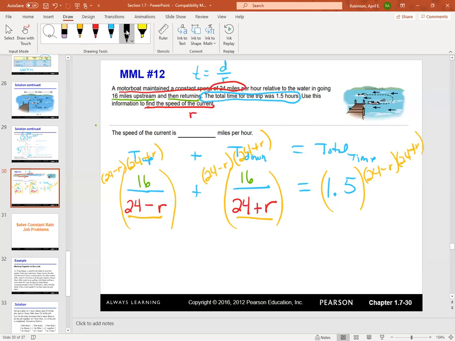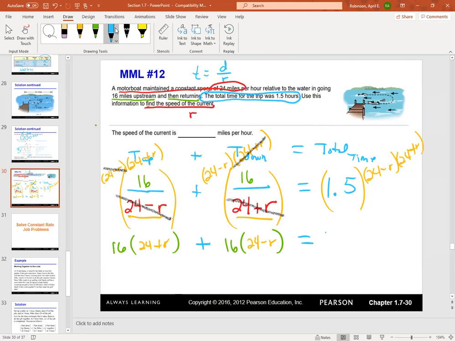So that this one cancels out that one. And I would just be left with the 16 times the 24 plus r. Over here, my 24 plus r cancels this 24 plus r, and I'm left with the 16 times the 24 minus r.